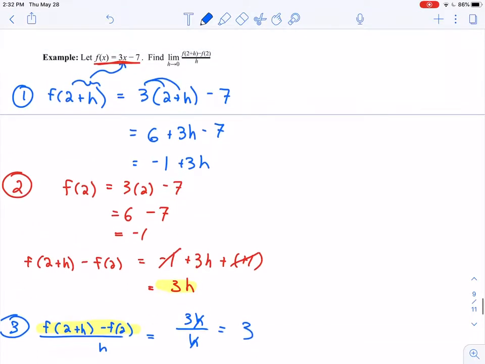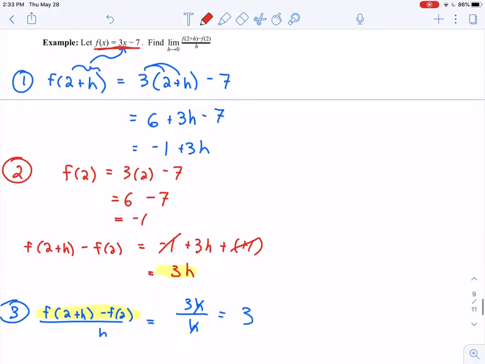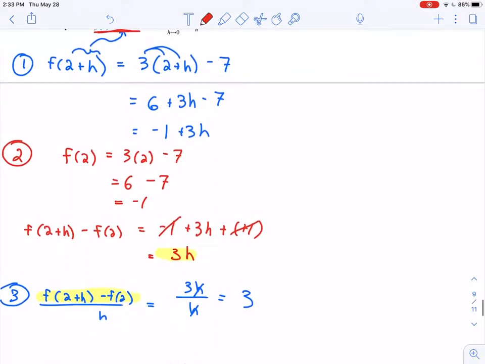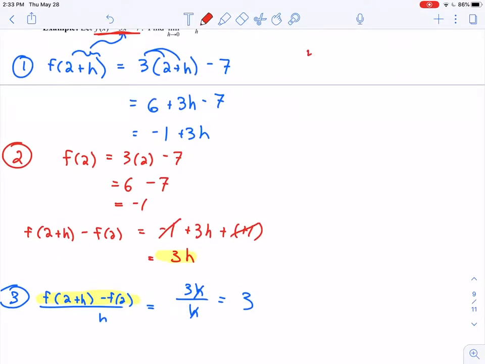Step 4, then, is to apply our limit statement. This is the last thing that we need to do: take the limit of whatever we found in step 3. So in step 4, let's finish that up right here. I want to take the limit as h approaches 0 of whatever I end up with, but that was just 3. Well, 3 doesn't depend on h, it's just a constant. So no matter what, I'm going to get back 3. And hey, there's my answer.